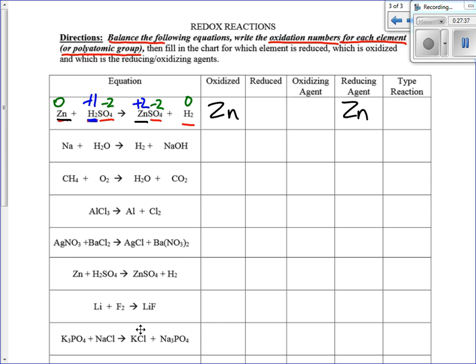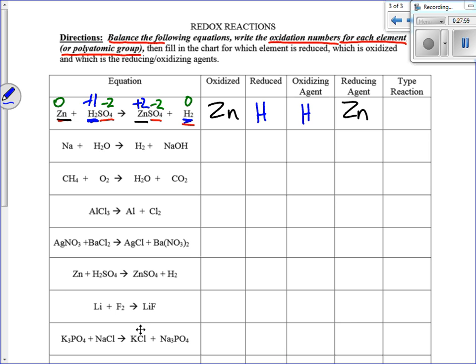And if we look here, we know the sulfates are not participating. If we look at our hydrogen, hydrogen is going from +1 to 0, becoming more negative, which makes sense because we need something being reduced here. So hydrogen's being reduced, and it is therefore the oxidizing agent.